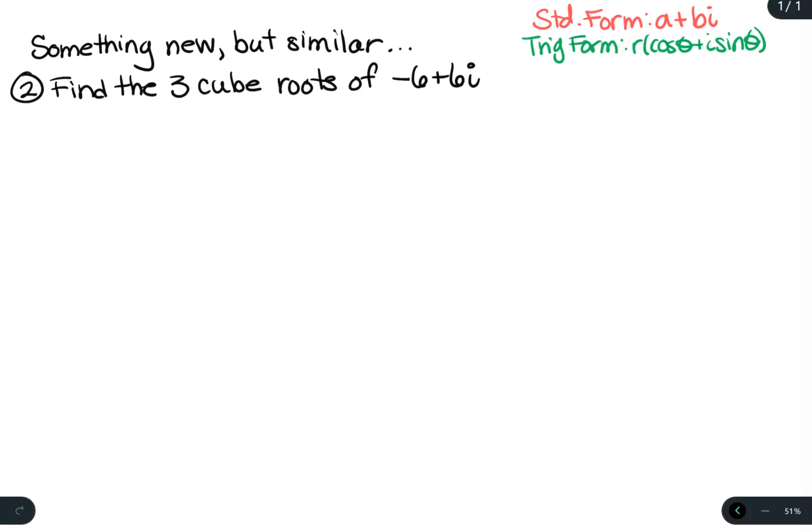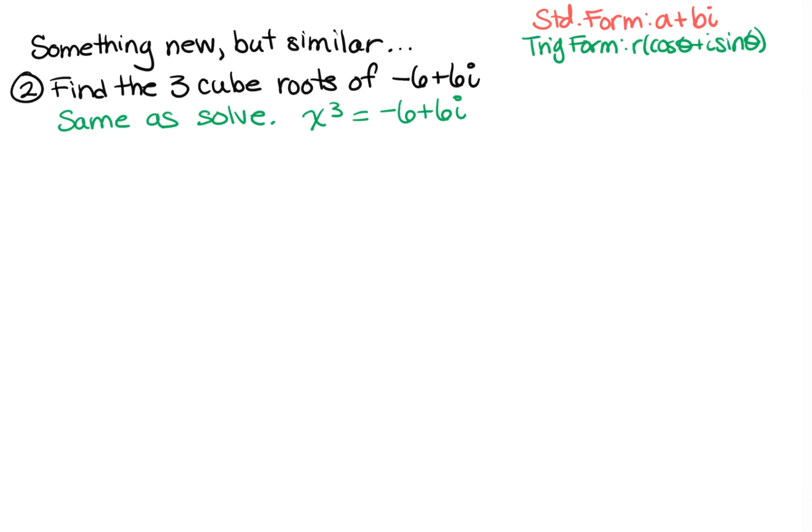Another way that I could write this is I could say that this is the same thing as solving this equation. X cubed is equal to negative 6 plus 6i. If I asked you to solve that, you do the cube root on both sides and you'd find the 3 cube roots of negative 6 plus 6i.